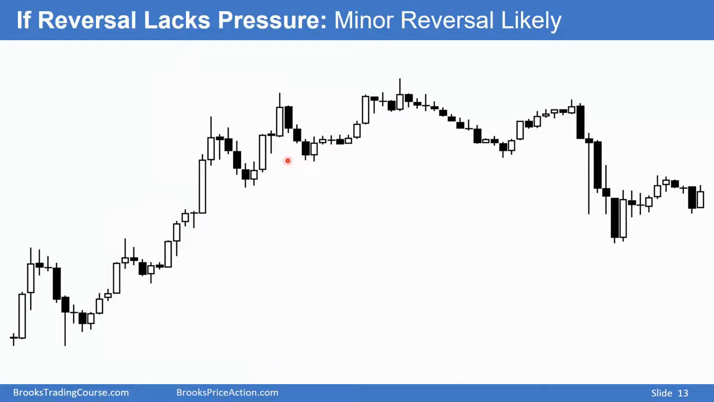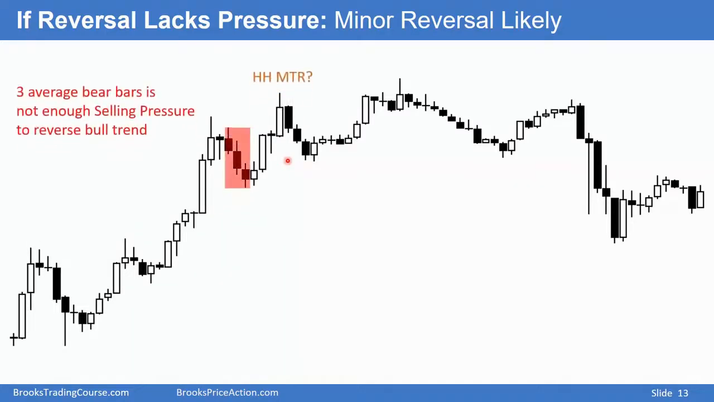Again, if a reversal lacks pressure, the reversal is probably minor. 3 bear bars, 4 bear bars. Is that enough for a major reversal? Probably not. The best the bears probably get is a trading range. More likely they get a bull flag and the bull trend will resume. Is this a higher high major trend reversal? This is probably not enough selling pressure.